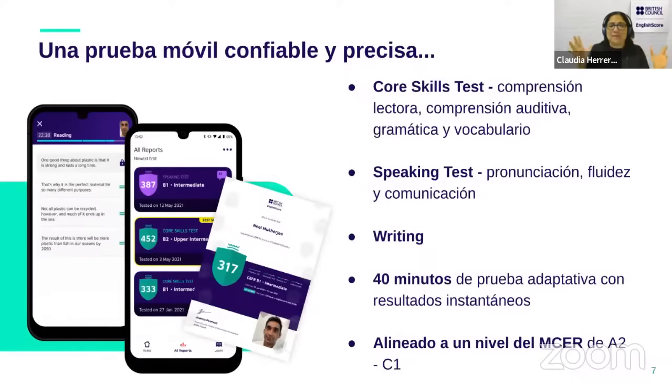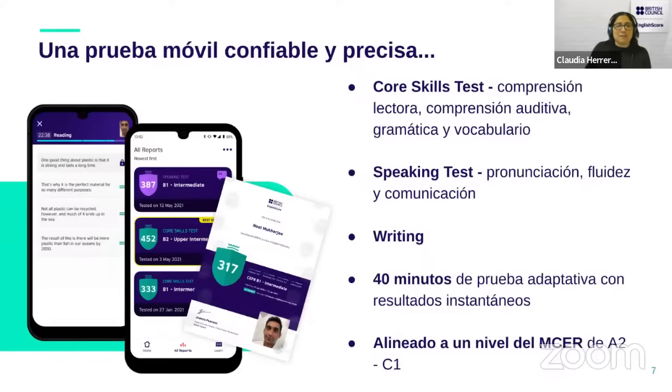Nuevamente, totalmente disruptivo, ¿verdad? No necesito fecha ni hora. 24 horas al día, todos los días del año puedo tomar el examen. Tengo oportunidades 2 veces en un día y hasta 10 veces en un mes. Trabajamos con inteligencia artificial, pero también incluimos a un equipo de revisores humanos. Y nuestros resultados están alineados al marco común europeo de referencia.